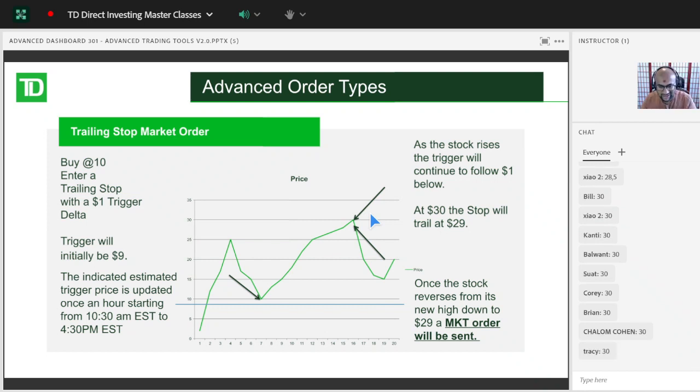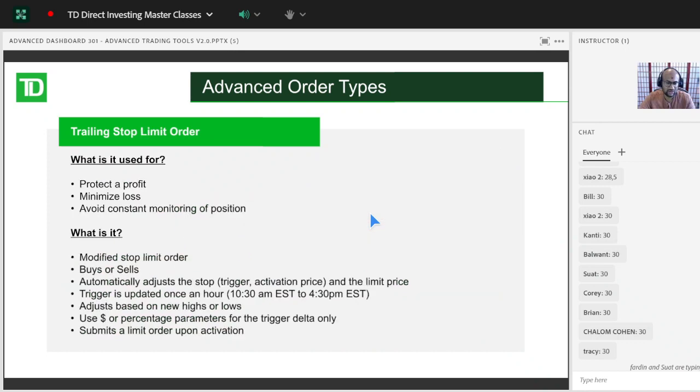I want to do this exercise just to make sure everyone's clear on it. Because now the stock has climbed to a new higher price, it is going to start adjusting the trigger again for us, with that $1 difference. Okay, so brilliant. All right, let's go on.